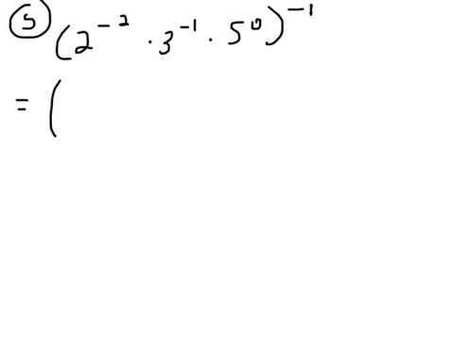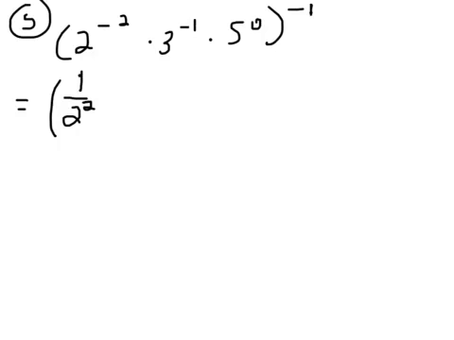Now let's look at number 5. You've got 2 to the negative 2 times 3 to the negative 1 times 5 to the 0, all to the negative 1 power. Okay, I'm going to work on the inside first. So what this is, 2 to the negative 2 means draw a fraction bar, move 2 to the other side of the fraction bar and make it a positive 2, and we fill in with a 1. That's what that first term looks like.